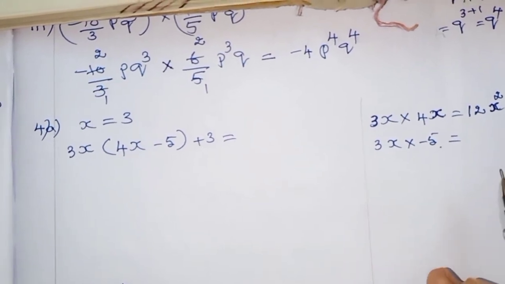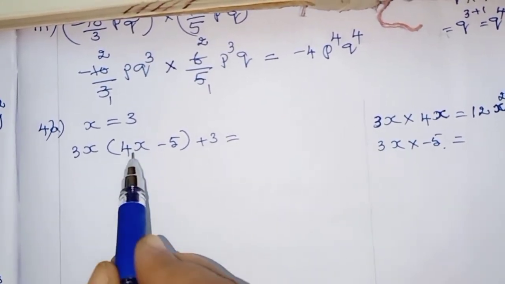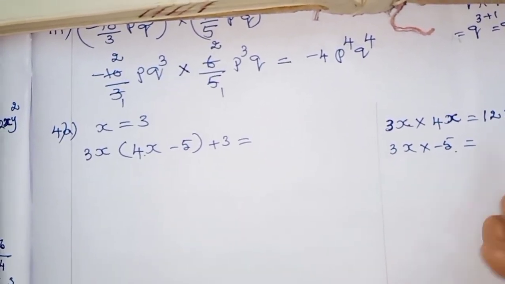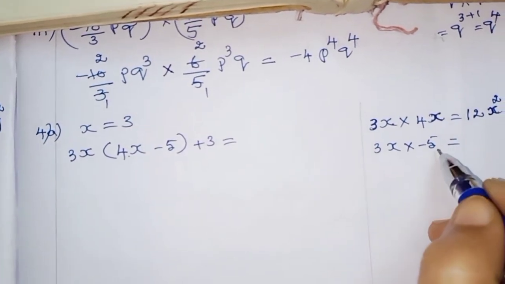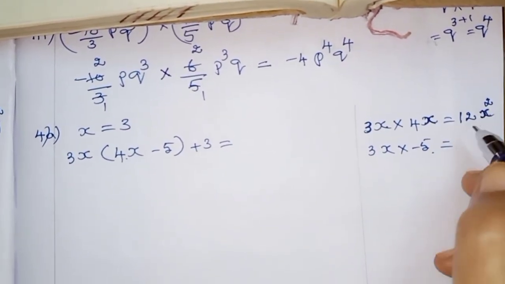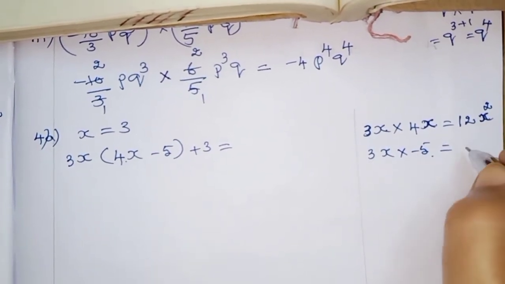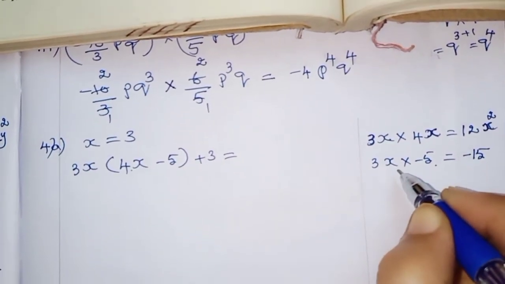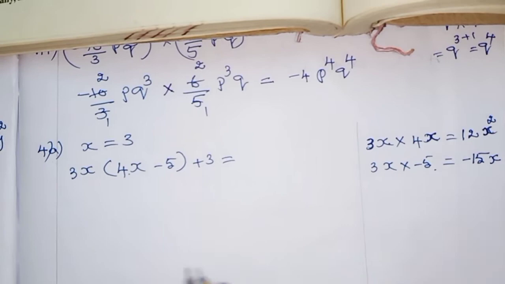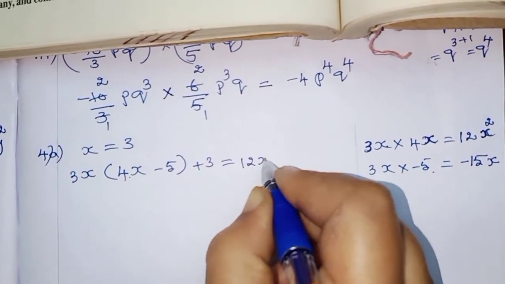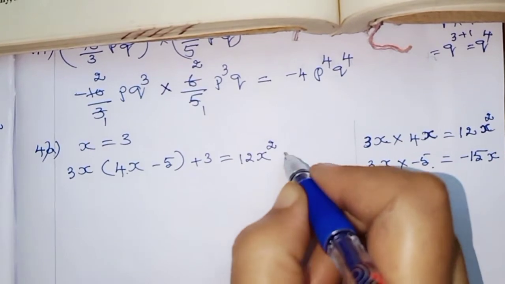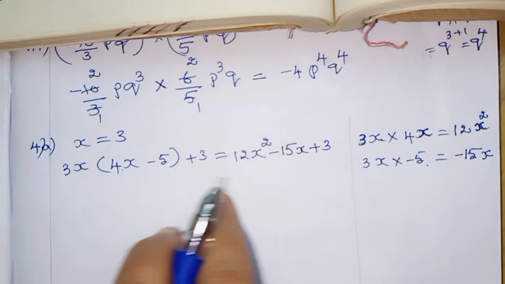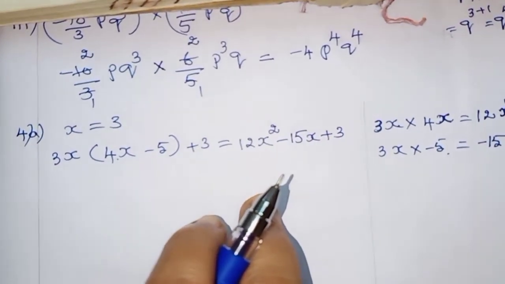Next, 3x into minus 5. Again I repeat, 3x into 4x minus 3x into 5. So first we multiply the coefficients. 3 fives are 15. Plus into minus is minus, so it is minus 15. What else is remaining? x. So it is minus 15x. So 12x square minus 15x plus 3. Now we have simplified this algebraic expression.